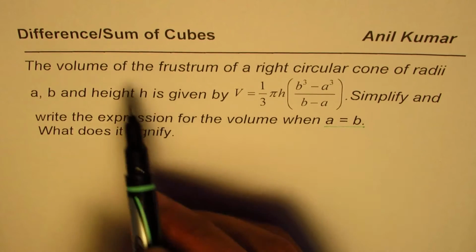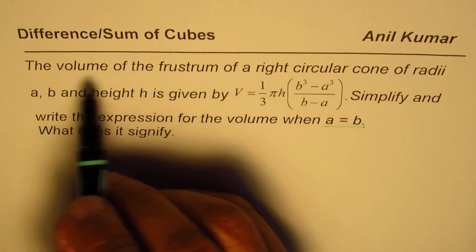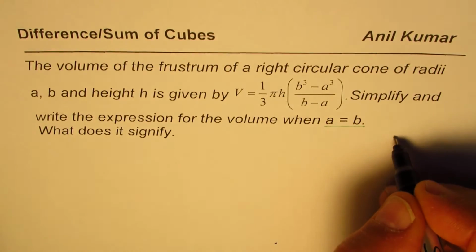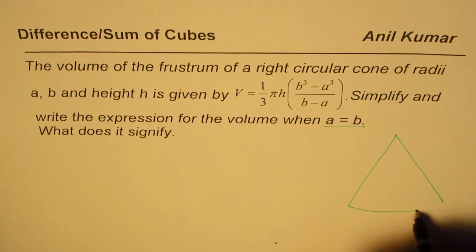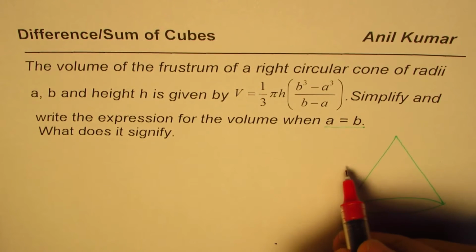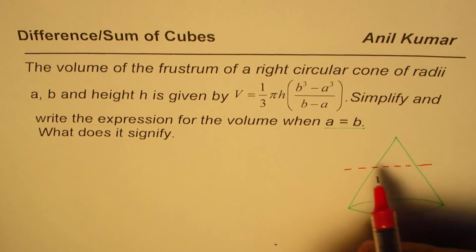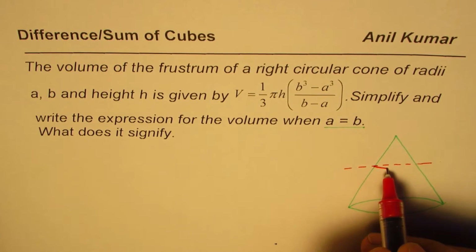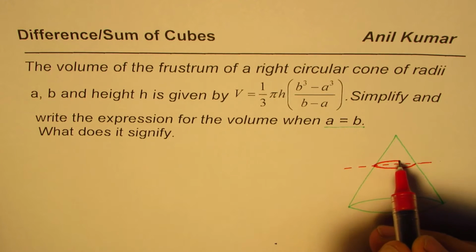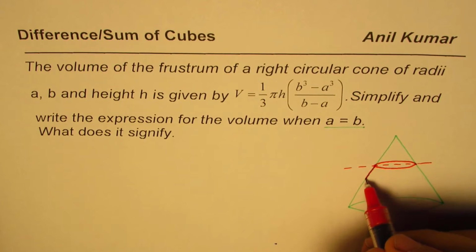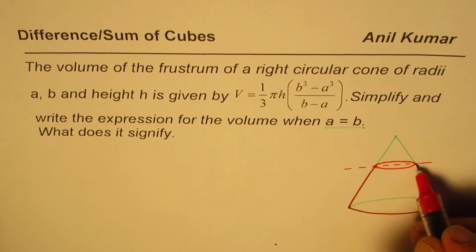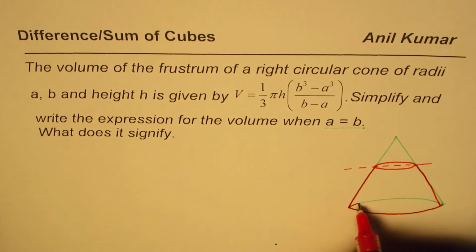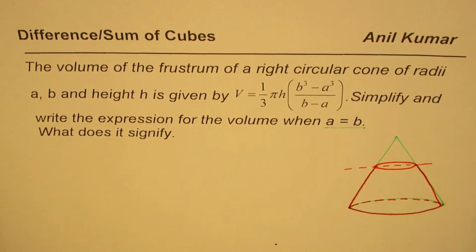Okay, let's first understand what a frustum is. It is a part of a right circular cone. So let me sketch one right circular cone. Let's say this is our cone, right? Now, a frustum is a part of it. So if I cut this from here, then we get the top surface here. And this bottom portion, which you have right here, is called the frustum. So that is the first thing to understand. Okay, so this is the frustum for us.